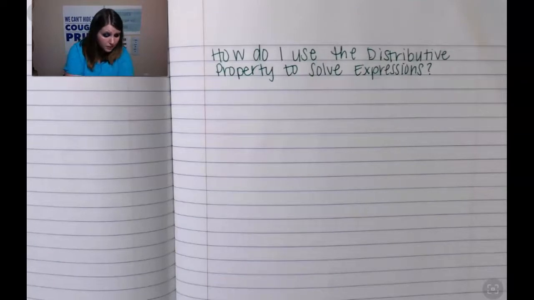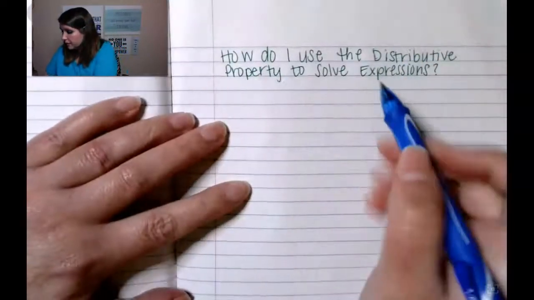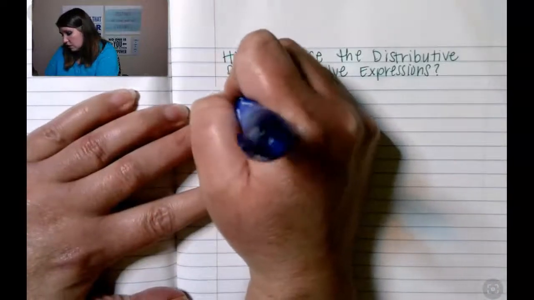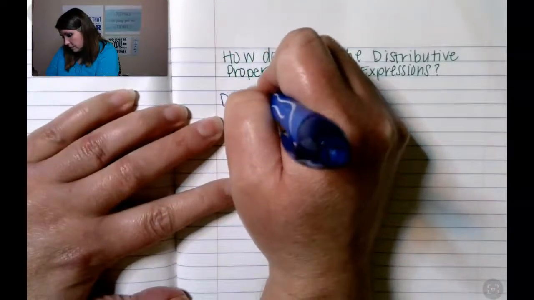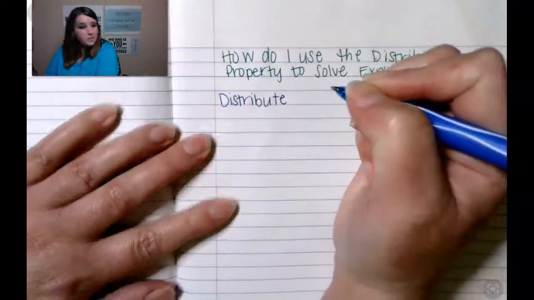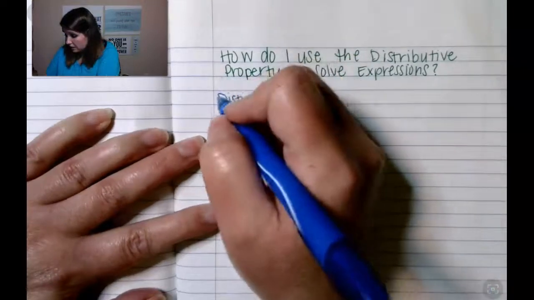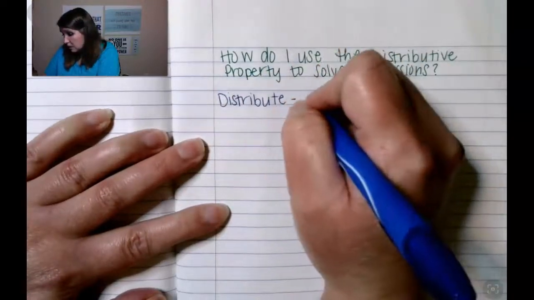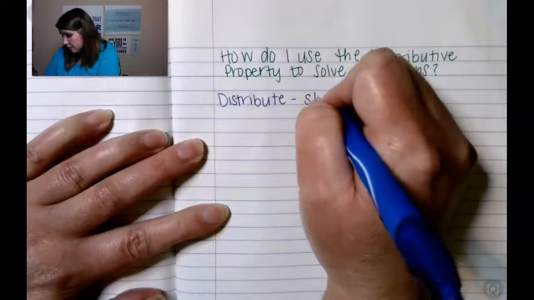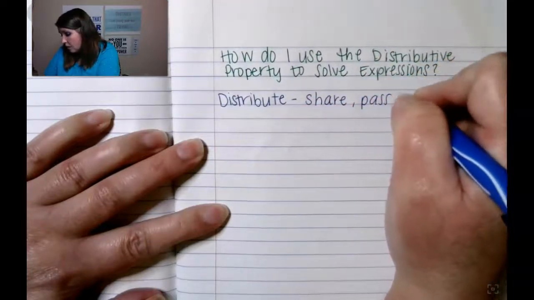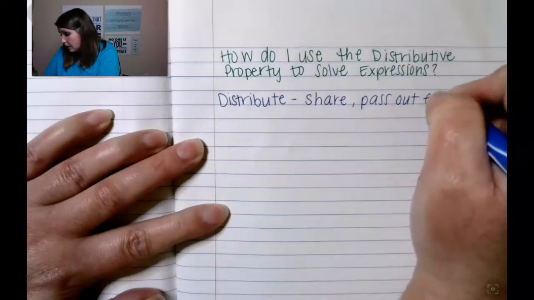So when we use a distributive property, we look at the word distribute. That's the base word here. The word distribute means to share or to pass out equally.